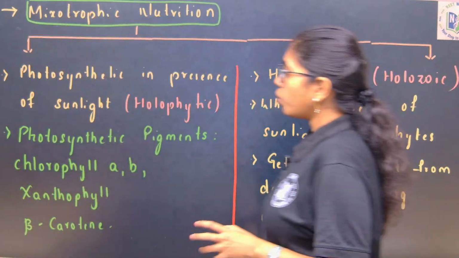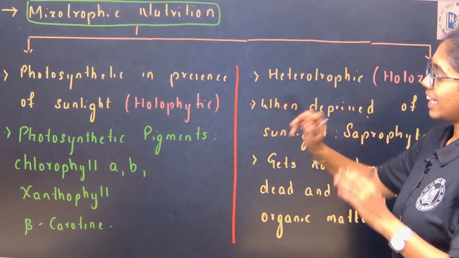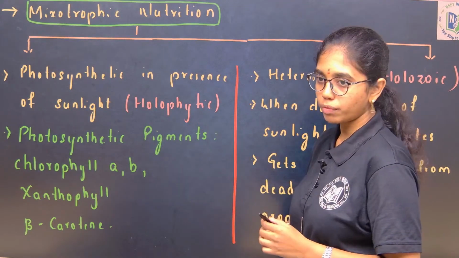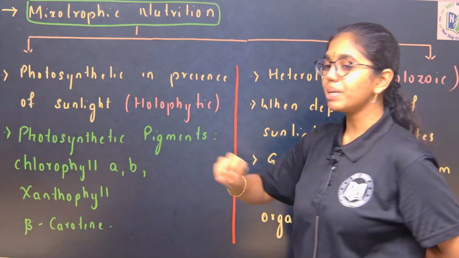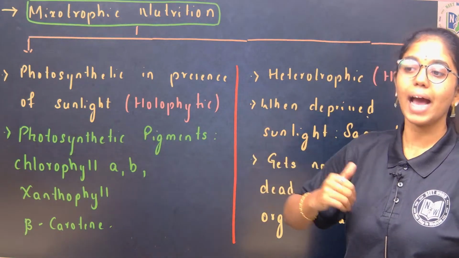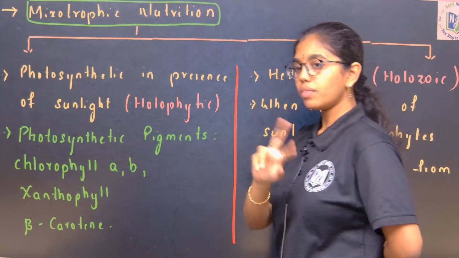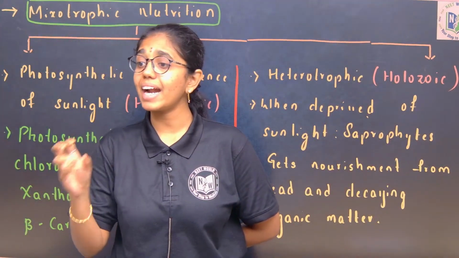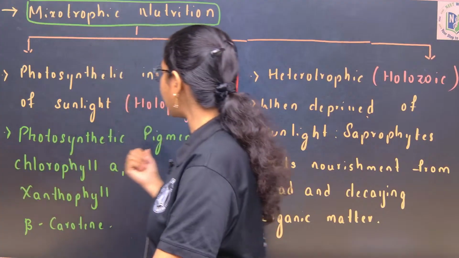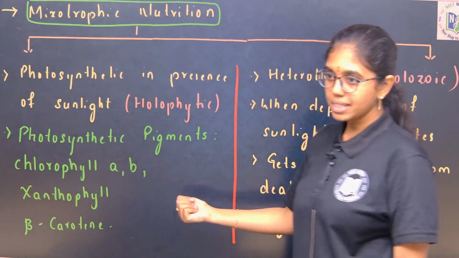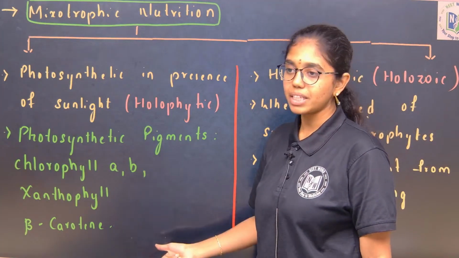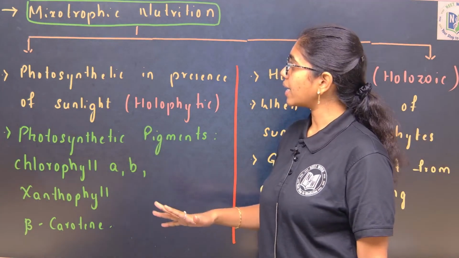So, mixotrophic mode of nutrition. It is photosynthetic in the presence of sunlight, which shows holophytic mode of nutrition, and the photosynthetic pigments are the same that you see in the higher plants. If you look into the previous two, that is dinoflagellates and chrysophytes, you have observed chlorophyll A and C. But here you can see chlorophyll A and B. These are the photosynthetic pigments: chlorophyll A, B, xanthophylls and beta carotene.